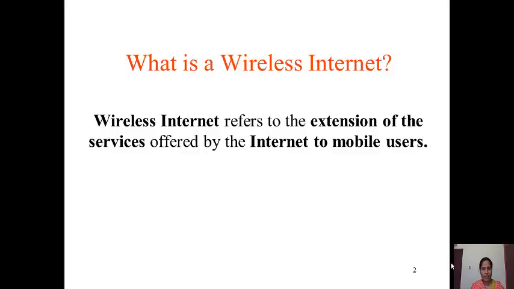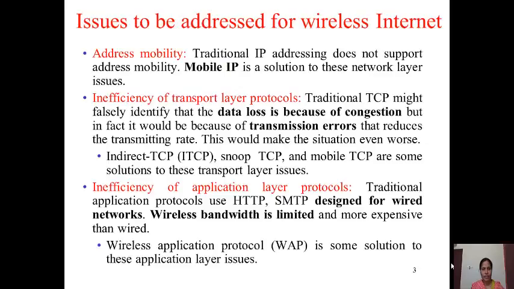Whenever we try to make a transition from one existing technology, we of course will face certain issues. So there are certain issues that have to be addressed for extending the internet to the wireless part. One of the issues is address mobility. We know that the traditional IP address does not support address mobility, so the addresses assigned are going to be fixed. We need to understand that at the network layer, there must be some solution that we propose to address this mobility issue, and mobile IP is going to be a solution, which we will discuss subsequently in our further slides.